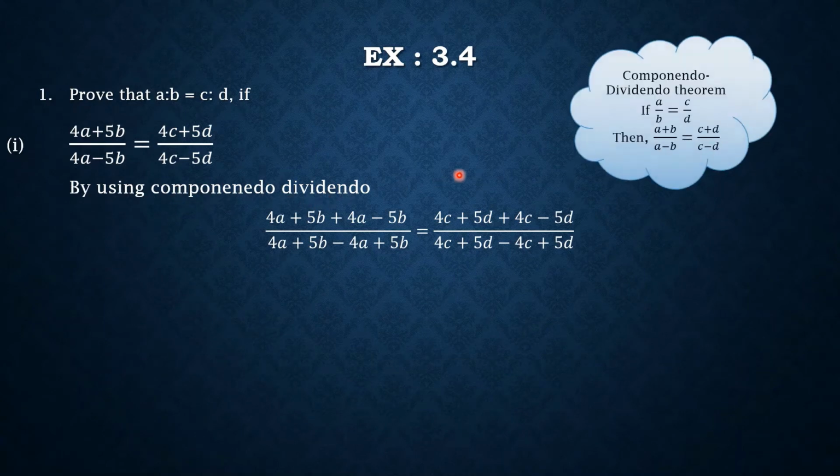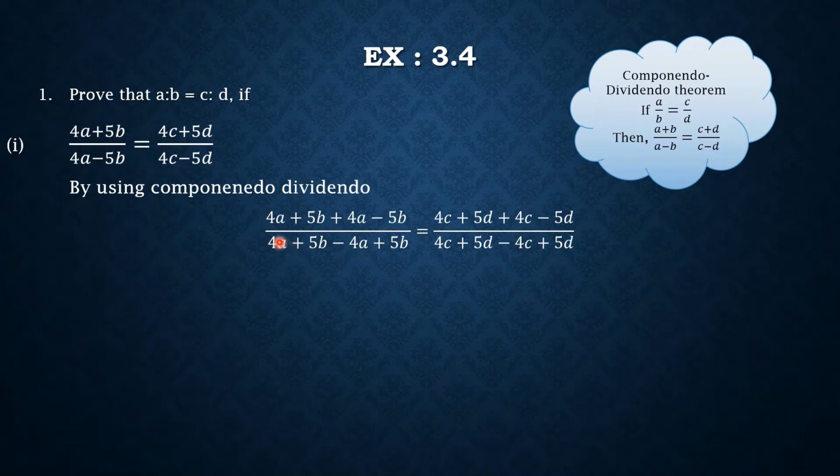The statement of this theorem is, if A over B equals C over D, then A plus B over A minus B equals C plus D over C minus D. Now by this theorem, we can write the above fraction 4A plus 5B over 4A minus 5B as numerator plus denominator in the numerator, and in the denominator we have to do numerator minus denominator.